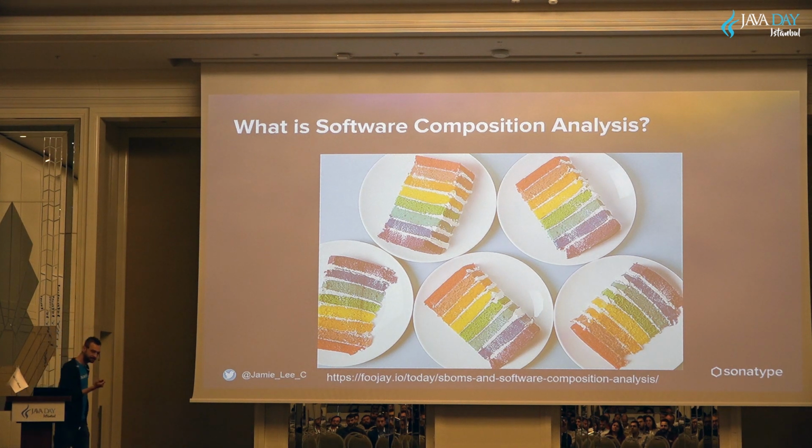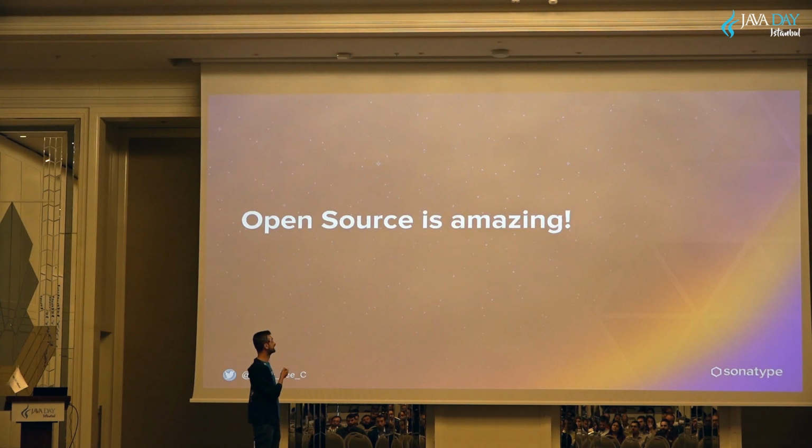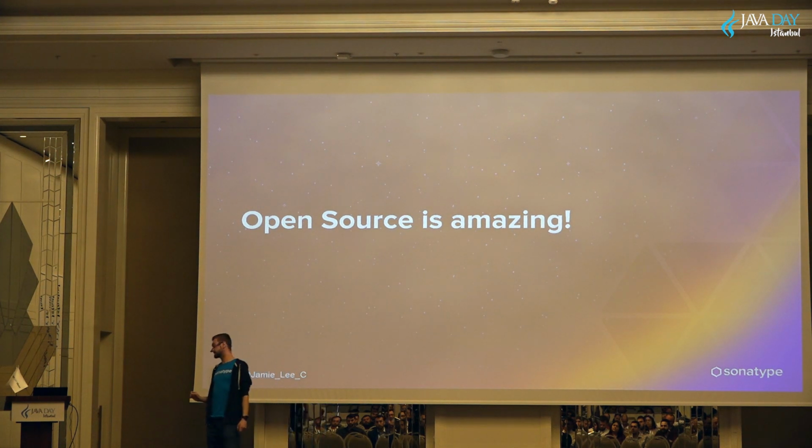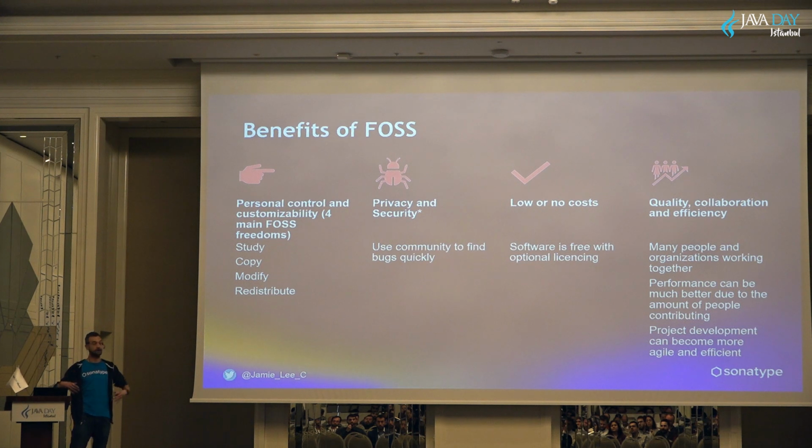Do you know how many dependencies Spring Boot pulls in underneath? Do you know how many dependencies those dependencies pull in underneath? That's quite a lot of dependencies. So this is quite important, and people forget about this. We all use open source code. I presume we all do. Open source code is amazing. It's really started to become popular over the last 20 years, and it gives you the freedom to study, copy, modify, redistribute, all these lovely things.